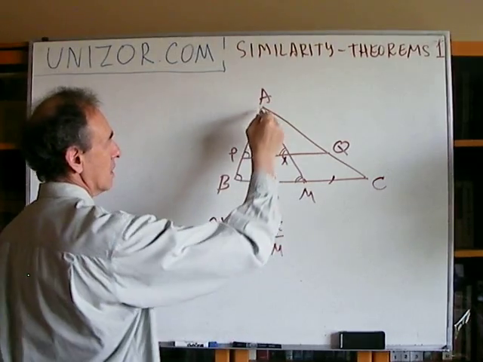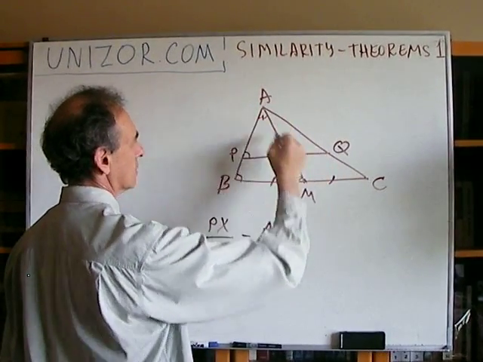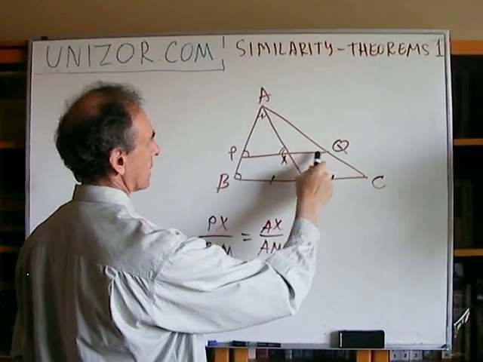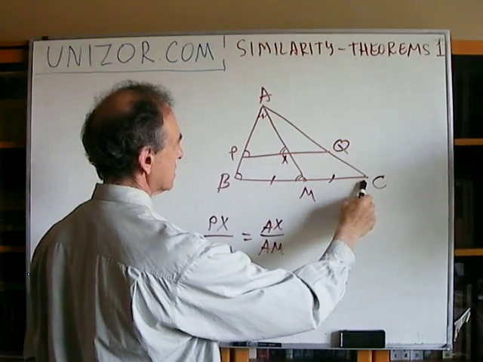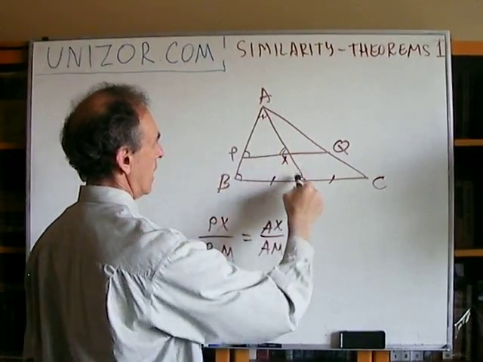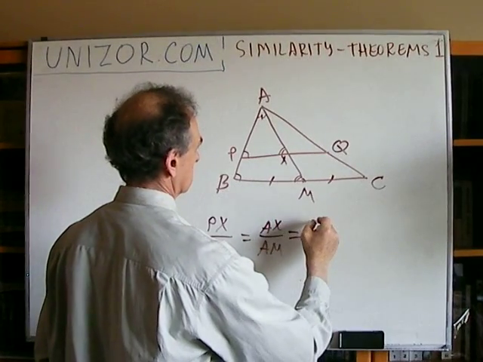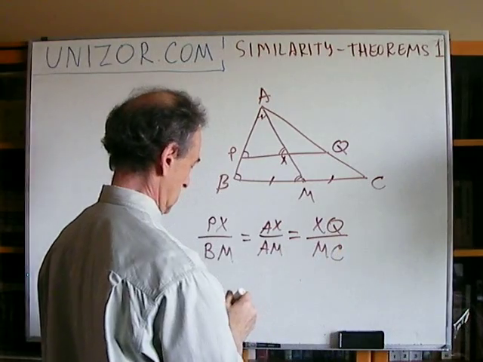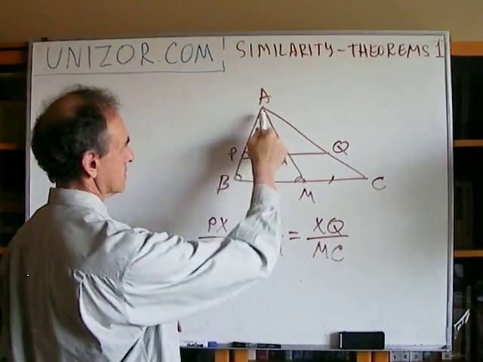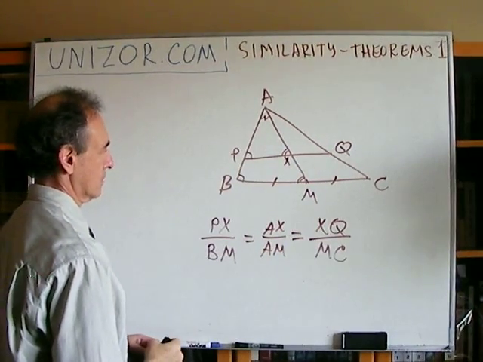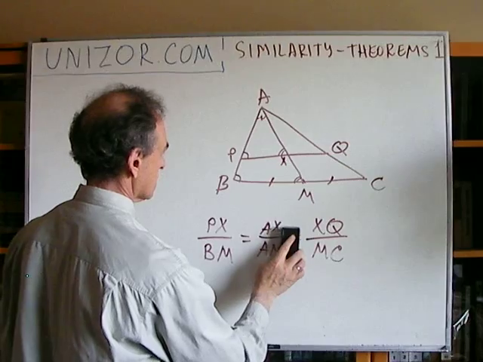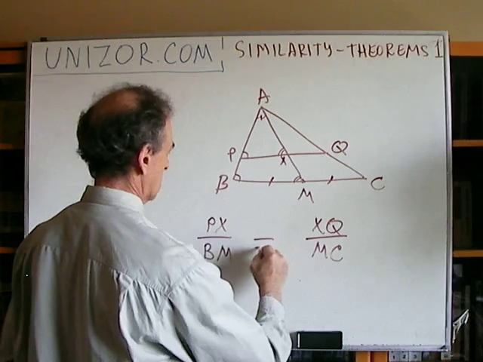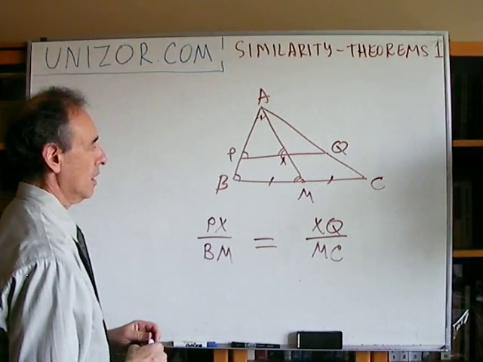Now, these two triangles, AXQ and AMC, are similar for the same reason. And again, XQ relates to MC as exactly the same, AX to AM. So what I'm interested in is actually this one. I'm not interested in this anymore. These two ratios are the same. But now, let's see this.